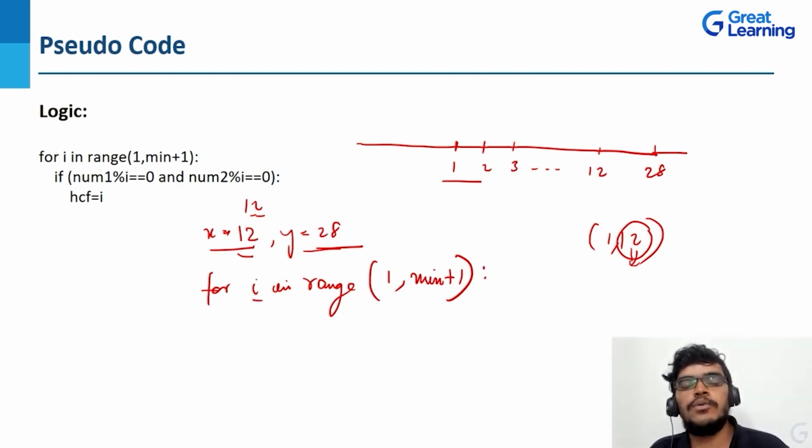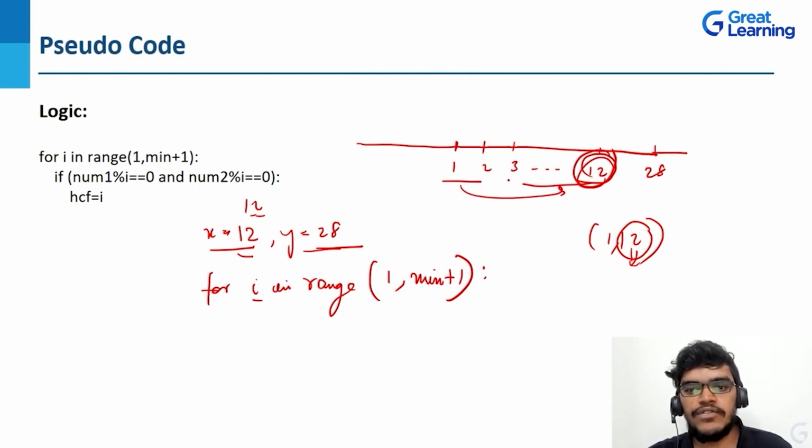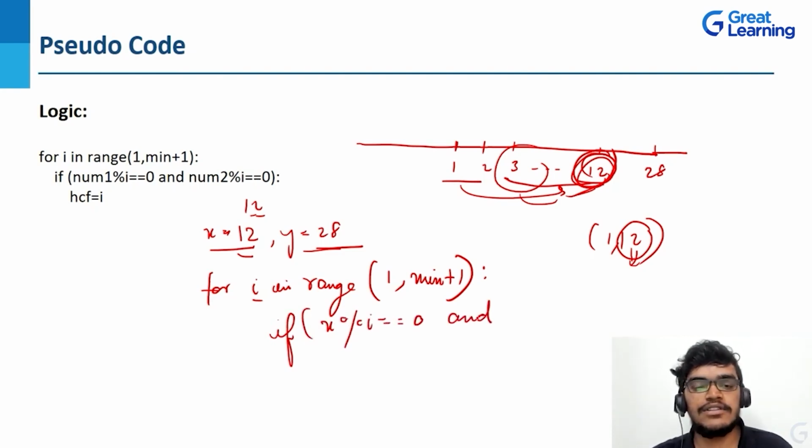Now in this for loop, I have to put two conditions. The condition is very clear, right? It should be a common factor. Let's suppose this is my number 12. I have to check whether 1 is a factor of 12 or not, whether 2 is a factor of 12 or not, whether 3 is a factor of 12 or not. So I have to check one by one. I'll give the condition here: if x modulus i is equal to 0, and for the second condition I will also check this 28 number. This is my y. So I'll check y modulus i is equal to 0.